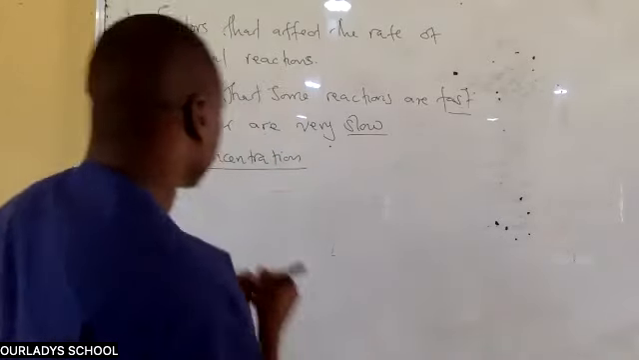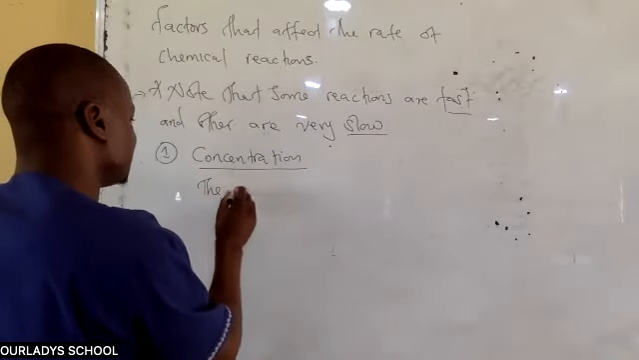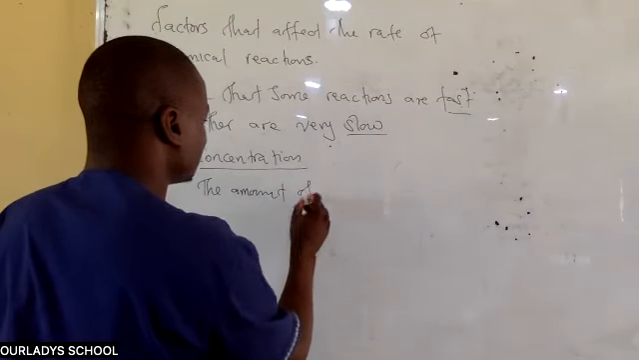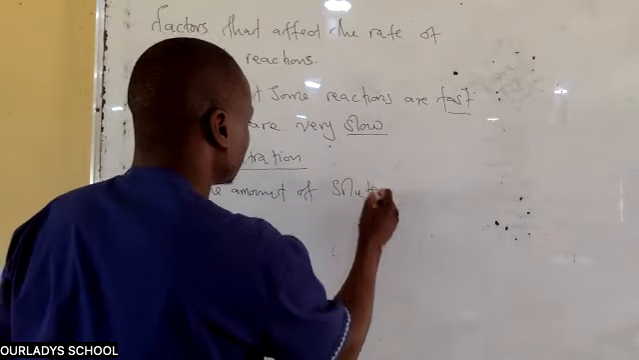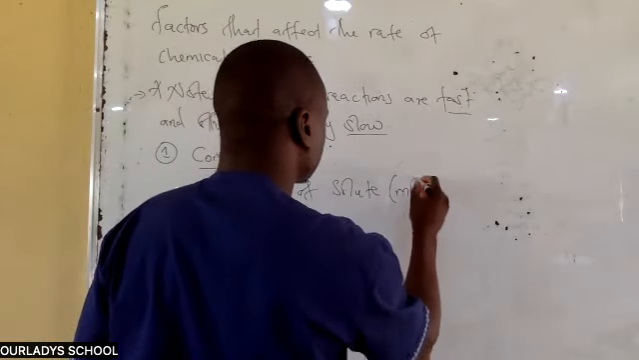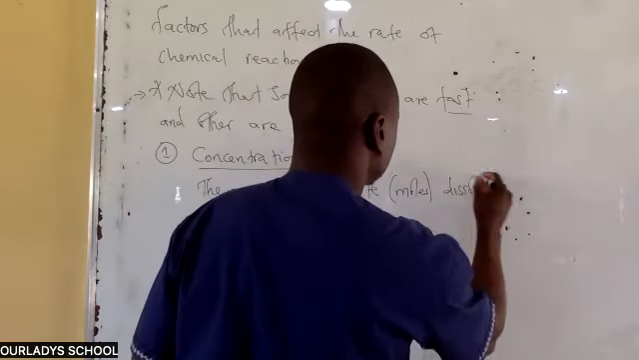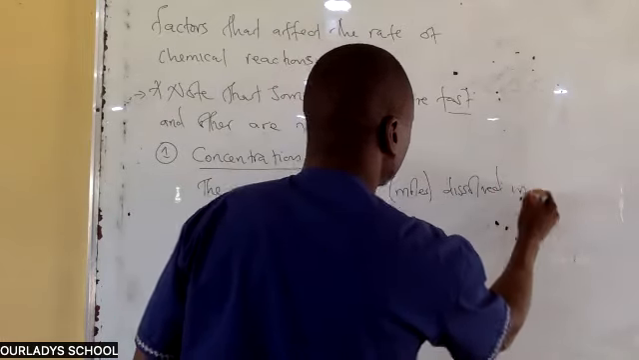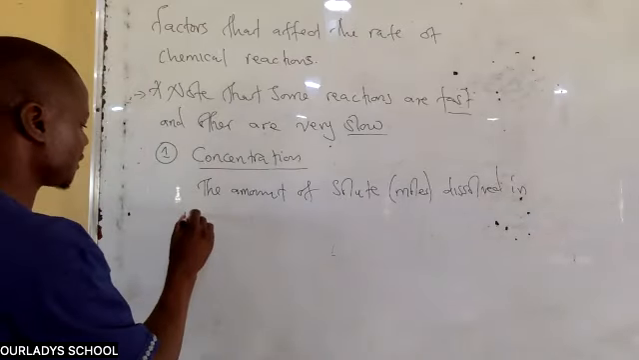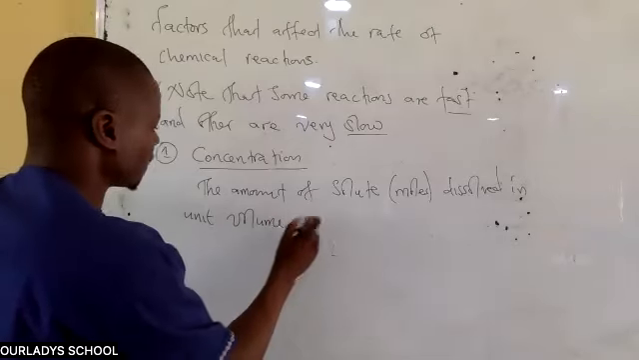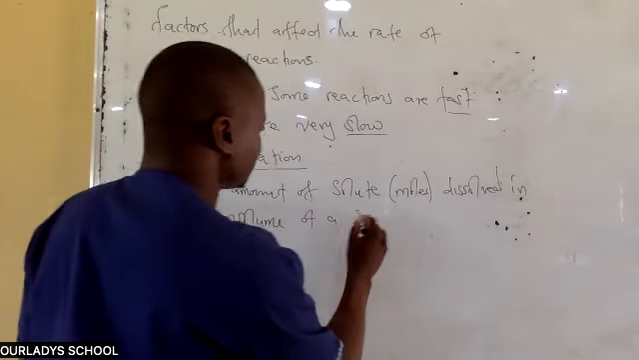So we are saying that concentration is the amount of solute. These are measured in moles. The amount of solute dissolved in a unit volume of a solid.